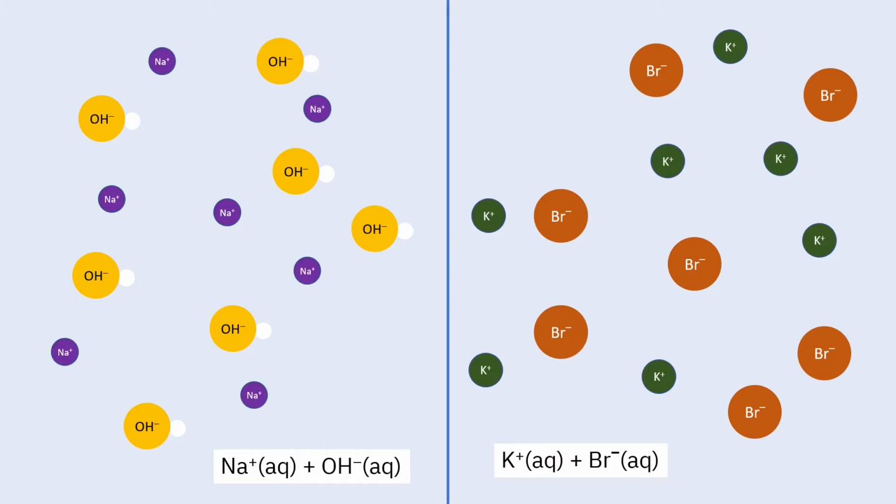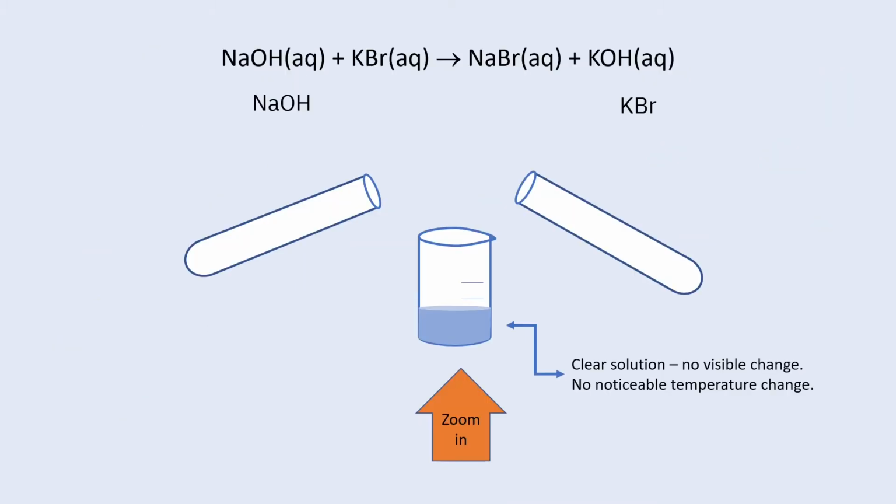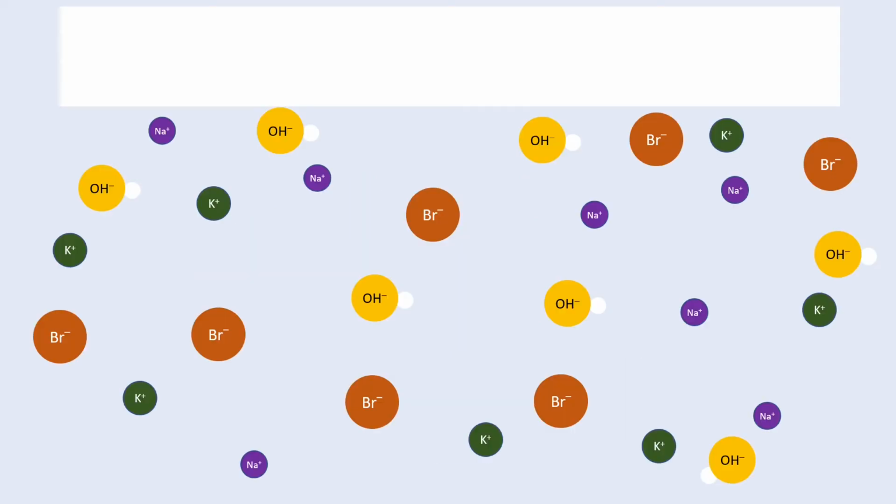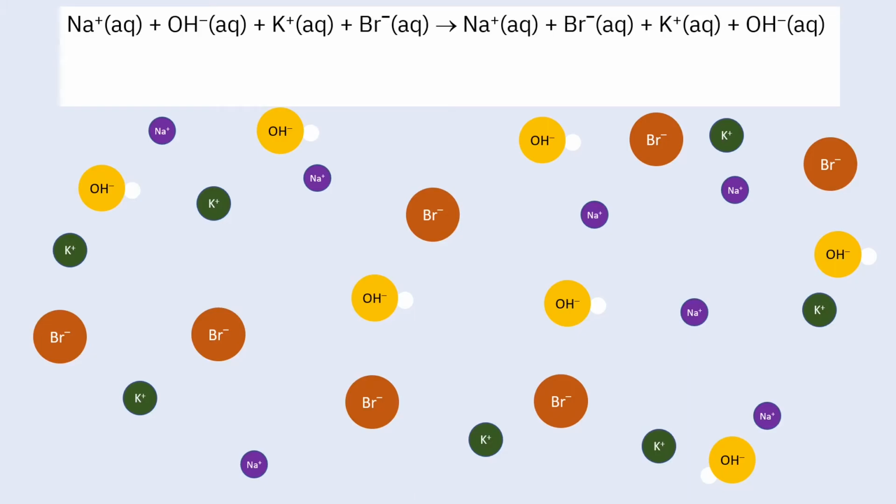Now, let's combine these. When we combine them, we get a clear solution, no cloudiness, and there is no noticeable temperature change between the original solutions and the mixture. If we zoom in on our mixture, we can see that we have sodium, bromide, potassium, and hydroxide ions in solution. We can write the total ionic equation like this.